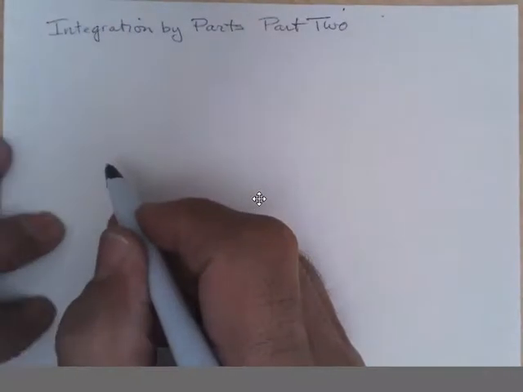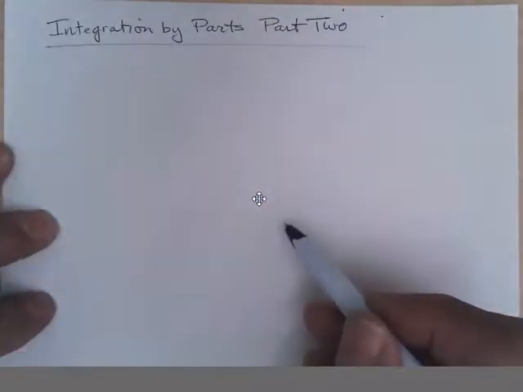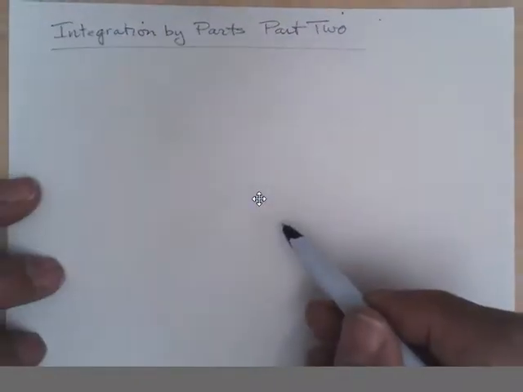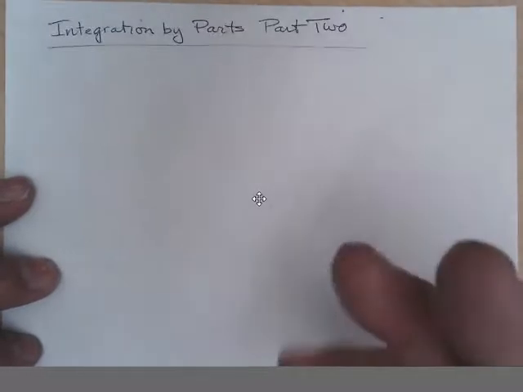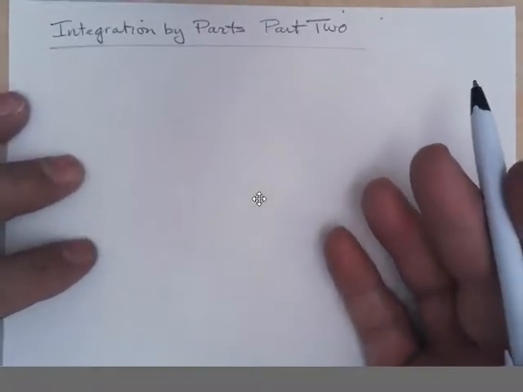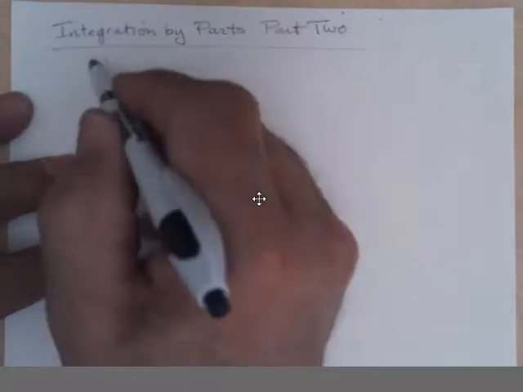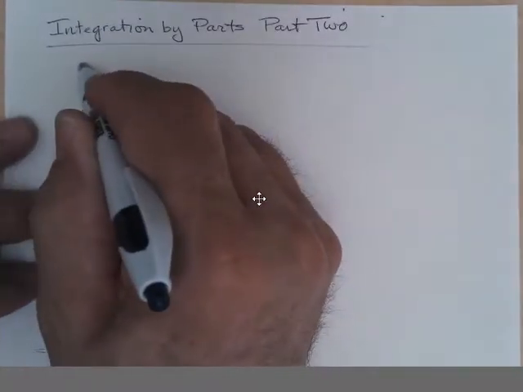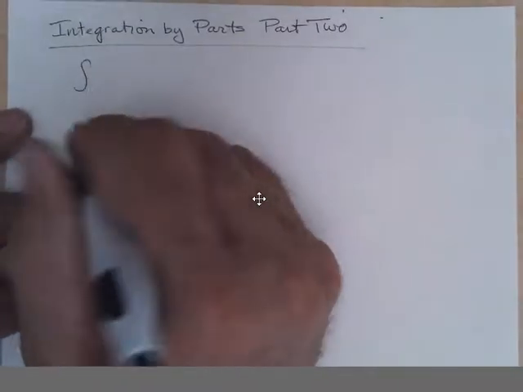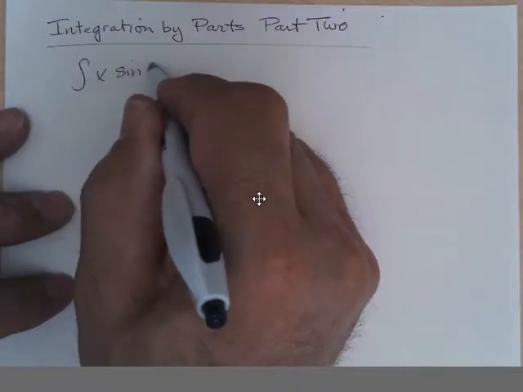One of the questions that came up in both my classes, after class, was, can we do integration by parts instead of substitution? So let's do a problem where substitution works really well. Let's say it's x sine of x squared.